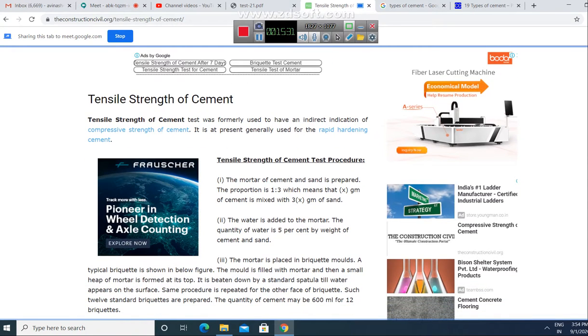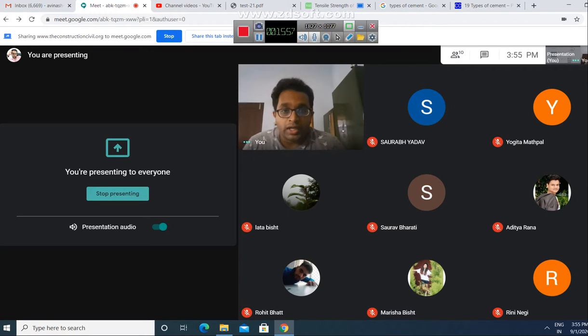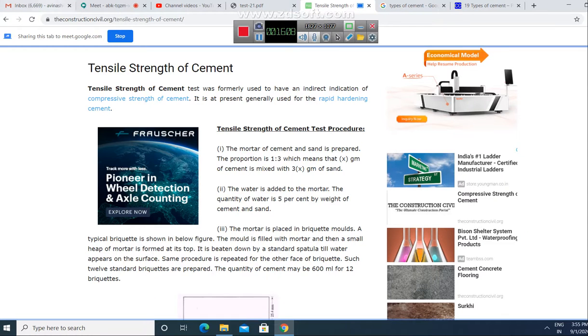You are determining the tensile strength of cement to have an indirect indication of the compressive strength of cement. The procedure for determining the tensile strength of cement is as follows. You are preparing a 1:3 mix of cement and sand, which means that if you are taking one part of cement, 3 parts of sand should be taken. So a 1:3 mix of cement and sand is taken.